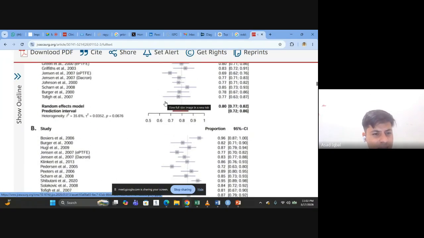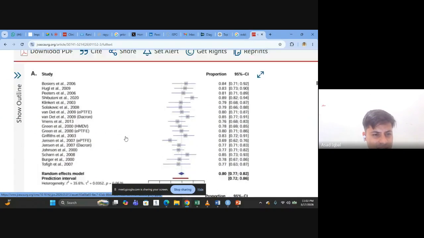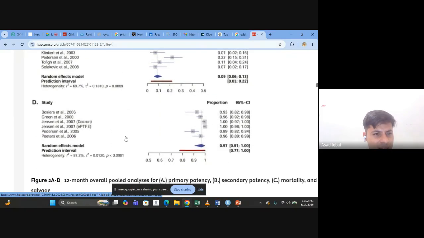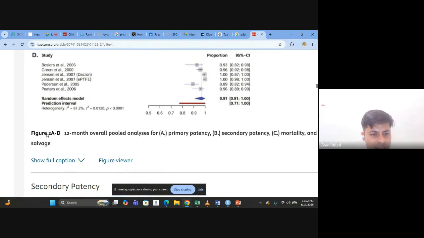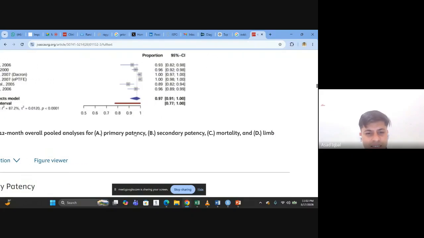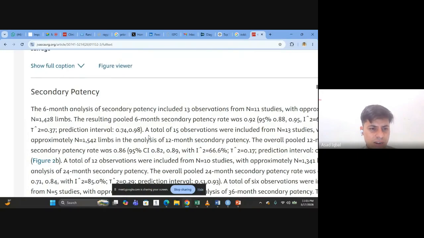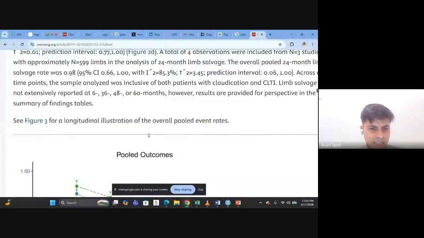Let me see for which outcome it is. A, B, C, and D. A is for the 12-month pooled analysis. B is for primary patency. These are the outcomes, you don't worry about it. I know you will say that you don't understand primary patency. It's okay, you'll get it later. The data extraction you will not know yet. So secondary patency and these things.